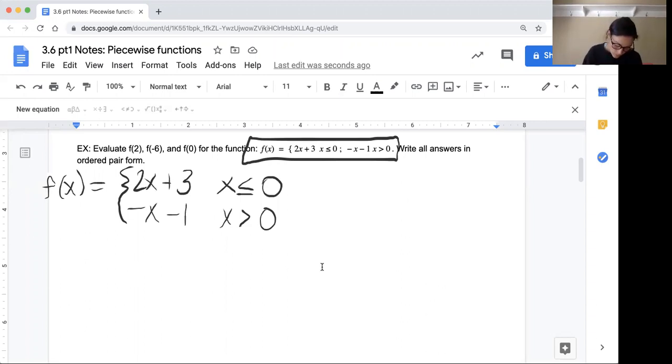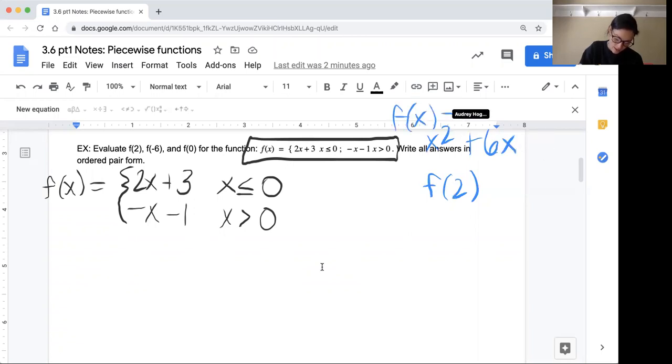But moving along, let's go ahead and look at what we're asked to do in the question, the key to math. What are they asking us to do, right? So they want us to evaluate f of 2, f of negative 6, and f of 0. So this is just like when we are asked to evaluate f of 2 for the function f of x equals x squared plus 6x. We know in that case, we just plug in 2 for x, and that's how we evaluate it. So we're going to do the same thing when we have piecewise functions.